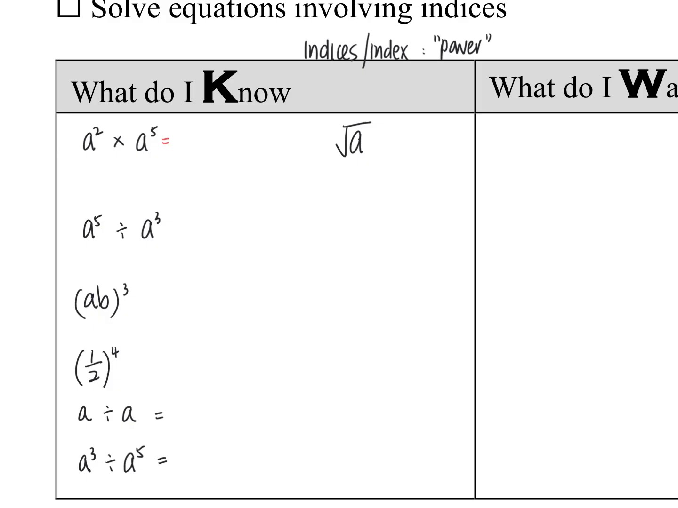It's 8 to the power of 7. A what? A square means what? A times A. So what do you think is A5? A times itself 5 times. Correct? So if I were to write it as a combined index notation, how should I write it? A to the power of 7.